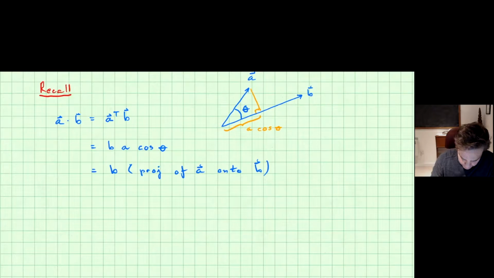So the rule that I wanted to draw attention to today is this: A dotted with B hat, where B hat is a vector of length 1 in the direction of B. In other words, the vector B can be written as its magnitude or length times the unit vector in the direction of B, B hat. So this dot product just gives you the projection of A onto B.